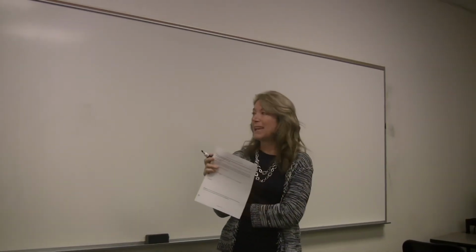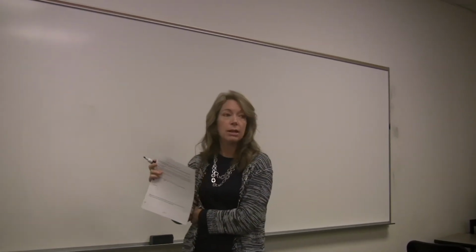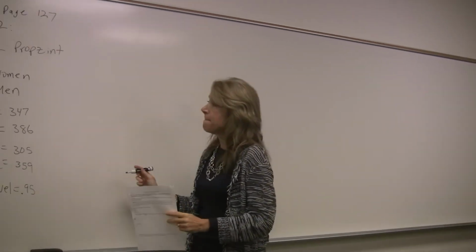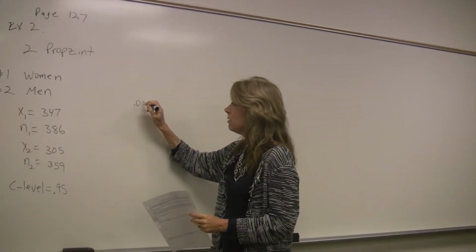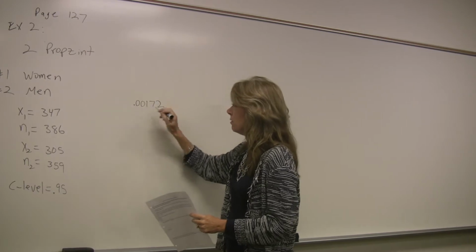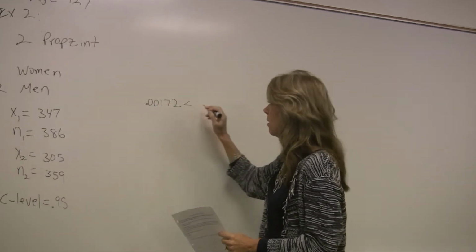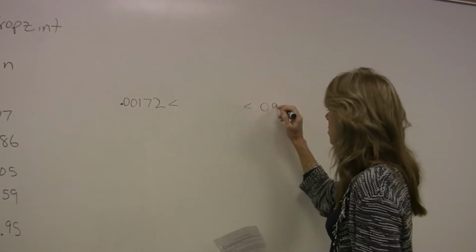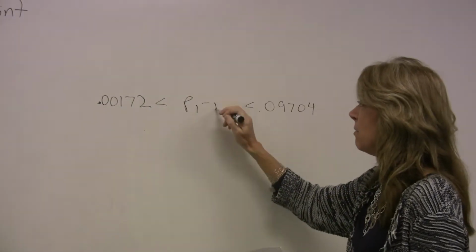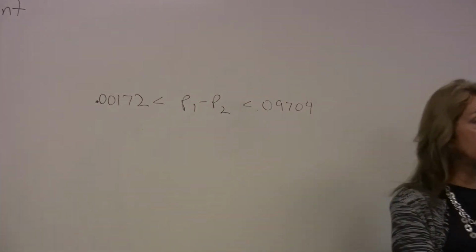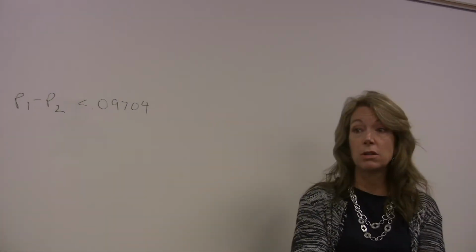So we get that all typed in there? What do we get? What are our numbers? 0.00172 and 0.09704. Again, it's P1 minus P2. The confidence intervals will always give you the difference in the proportions.